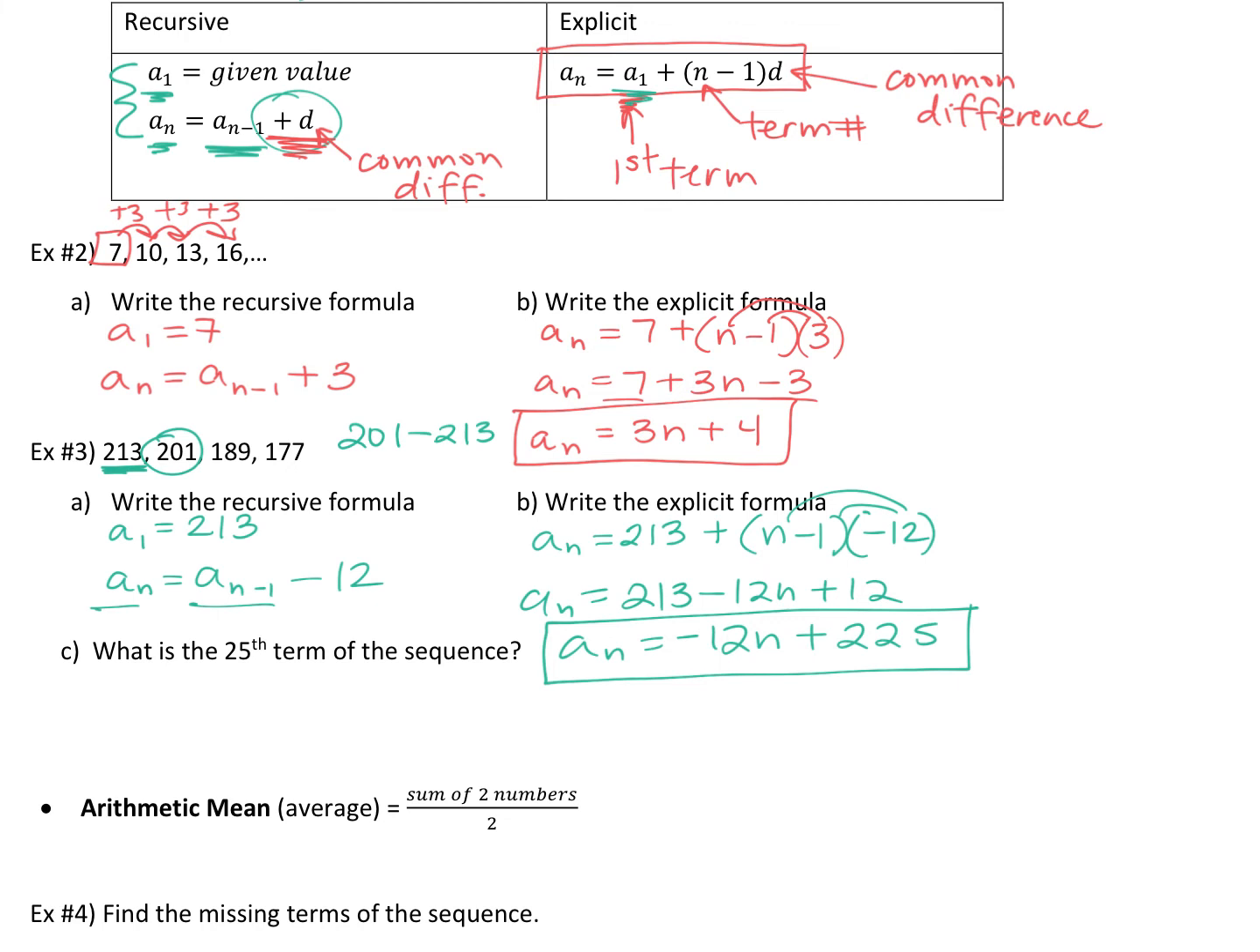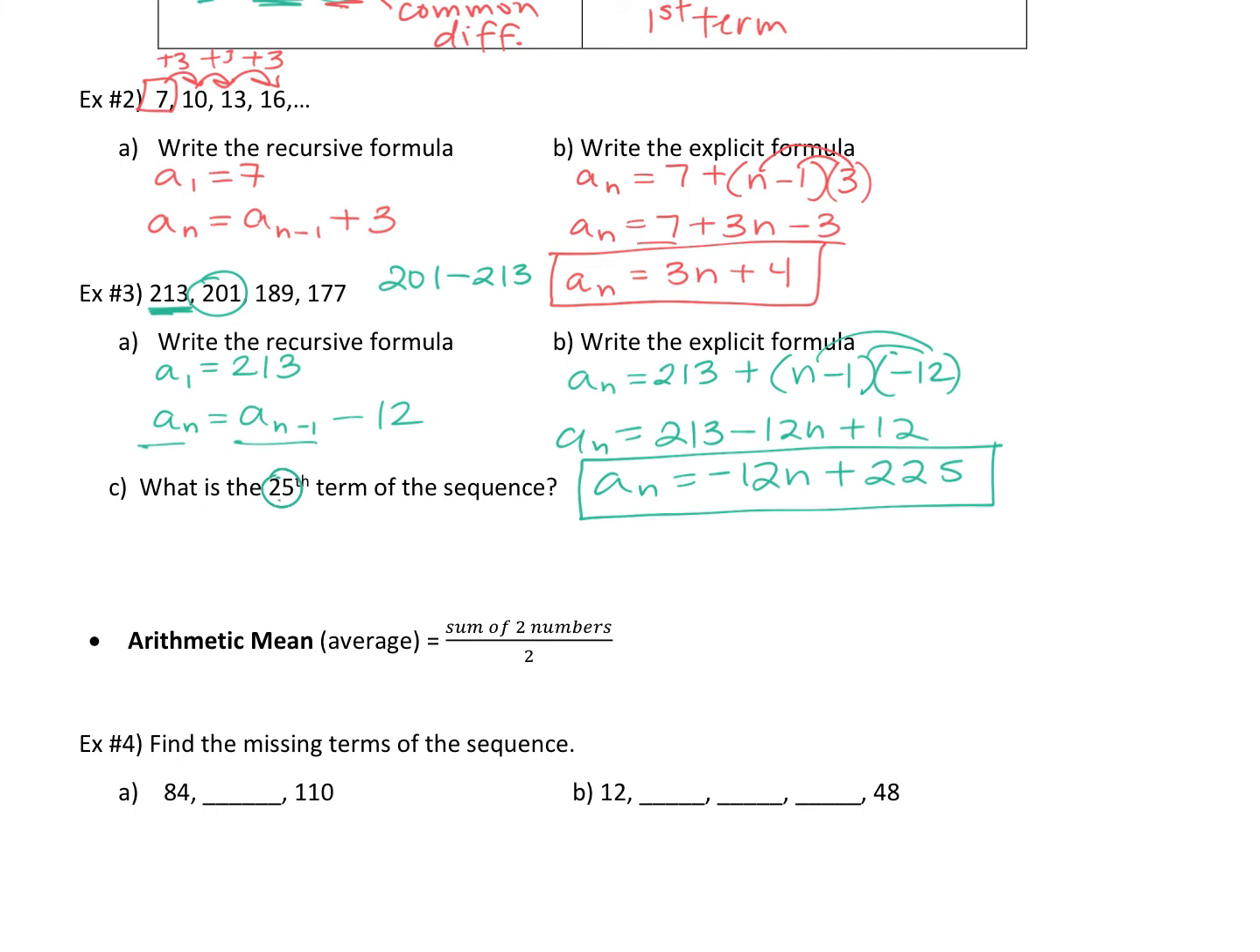Okay. So then the question is, letter C, what's the 25th term of the sequence? Can you tell me which formula makes more sense? Explicit. When you're asked to find the nth term, any term number of a sequence, explicit makes way more sense, okay? So you're going to plug a 25 into the explicit wherever you see n. So we would say a sub 25 equals negative 12 times 25 plus 225.